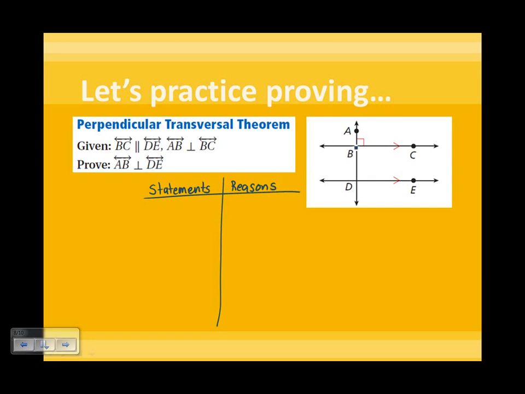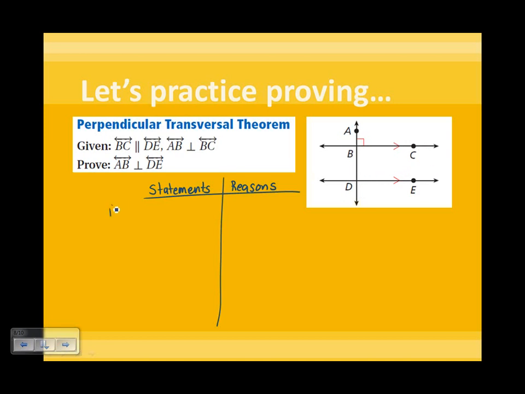So we know that line BC is parallel to DE. I'm sorry, that line BC is parallel to DE. That's one thing that we're given. And we know that AB is perpendicular to BC. So we can't use the perpendicular transversal theorem. We have to actually prove it.